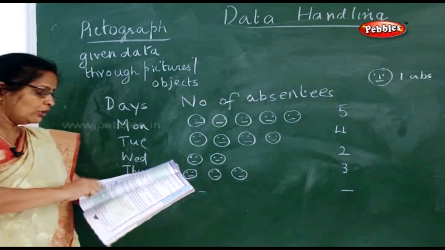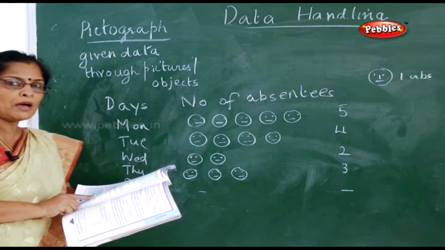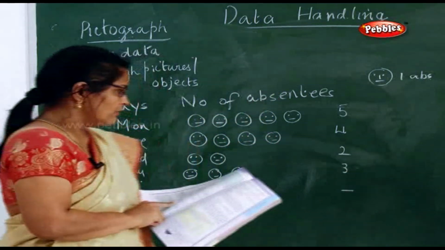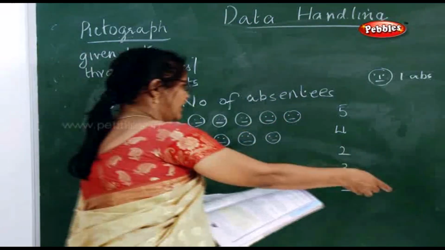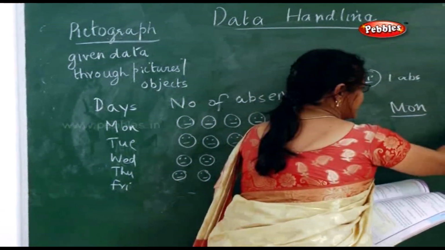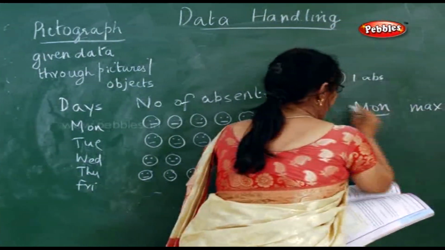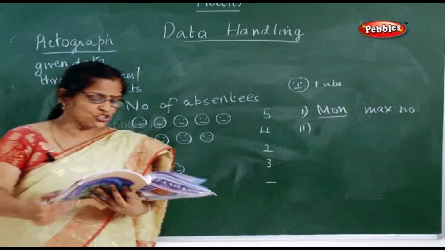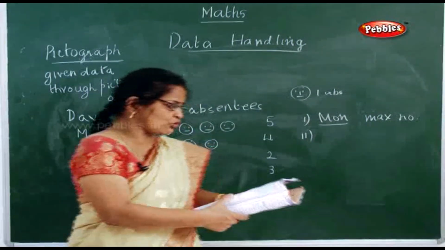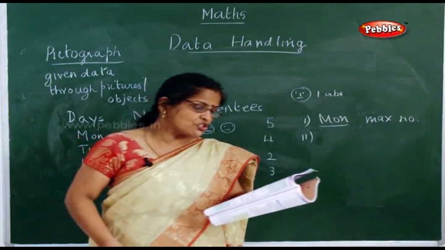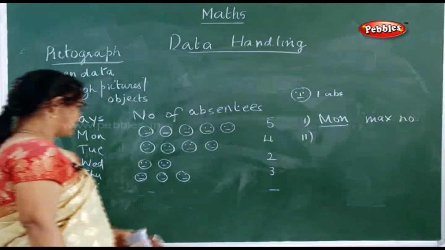Right. Now tell me, on which day the maximum number of students were absent? It was Monday. So Monday had the maximum number of absentees. Is it clear now? What is the first question? On which day were the maximum number of students absent? Now the second question. On which day were all the children present?